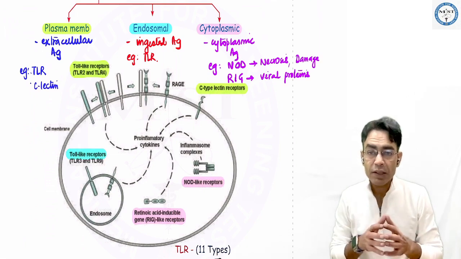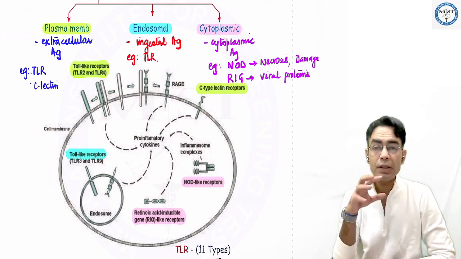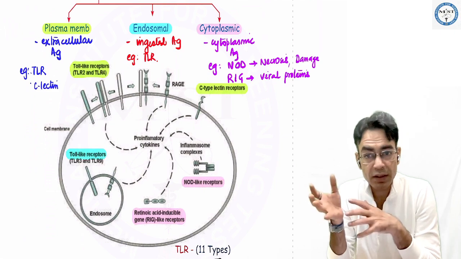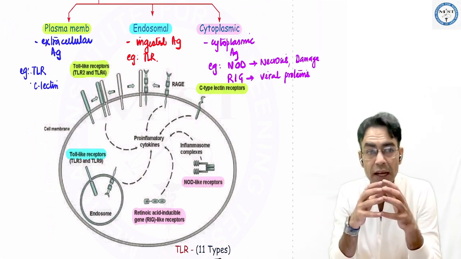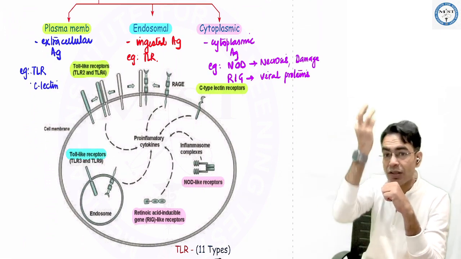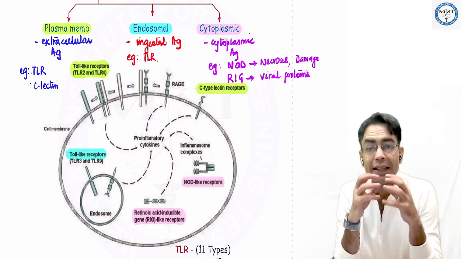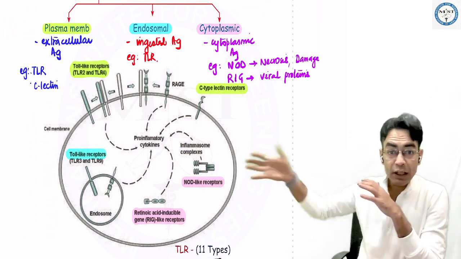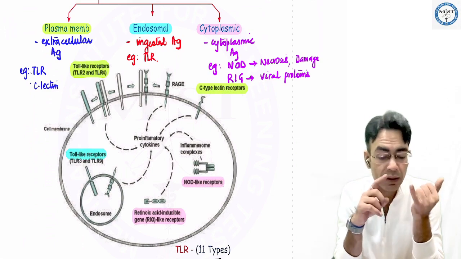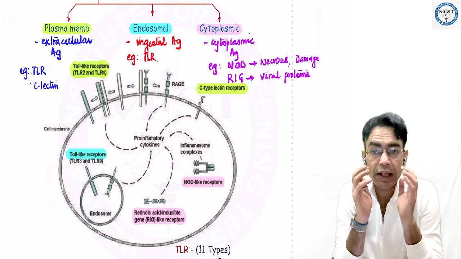Now, when the receptors are present in the plasma membrane, the important ones are TLR and C-lectin receptors. The TLR, the toll-like receptors, because they're in the plasma membrane, they're outside the cell, so they can catch the extracellular microbe. The endosomal receptors, they're present in the endosome and they're also TLR. But the cytoplasmic receptors, one time a question has come on NOD receptor. What is NOD receptor? A receptor for necrosis and damage. Whereas RIG receptor, it is against the viral proteins.